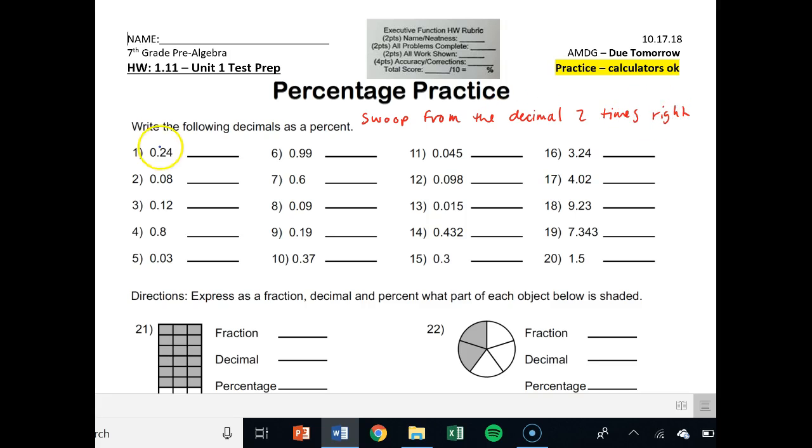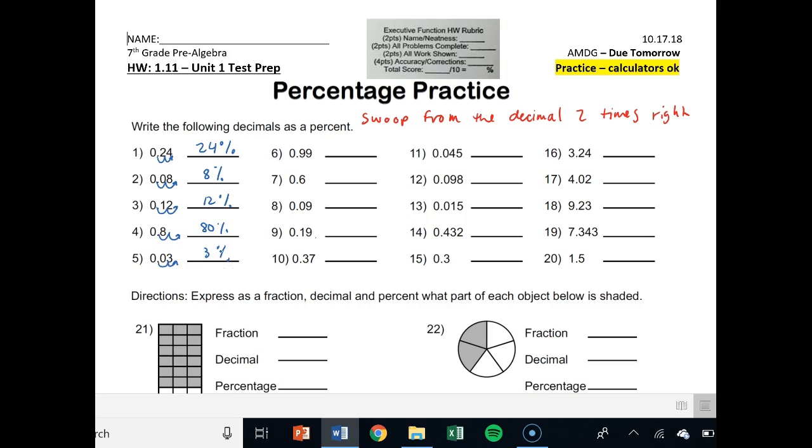So for instance, from 0.24, once, twice, right, it'd be 24%. From 0.08, once, twice, right, it would be 8%. 0.12, once, twice, right, that would be 12%. 0.8, once, twice, empty space, right, that would be 80%. Notice how that's different than 8%, right? And then once, twice, right, 3%.